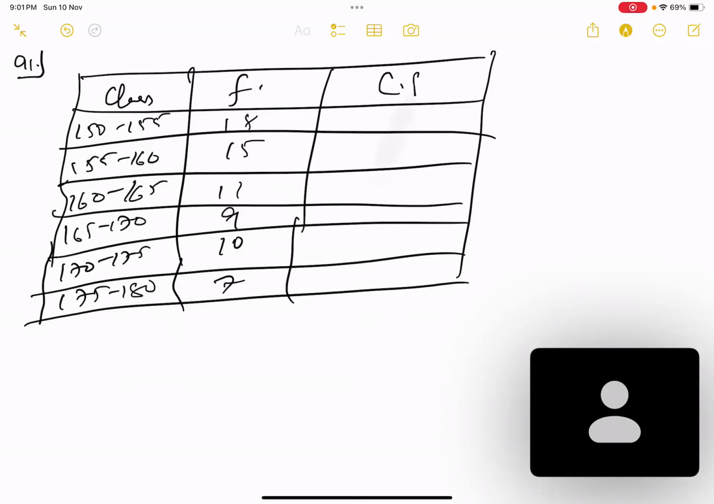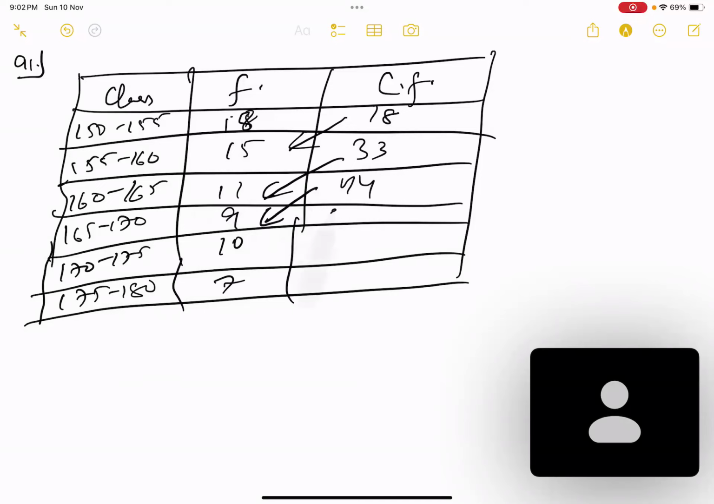So let's try to find the cumulative frequency. The cumulative frequency for the first is 18. Next will be 18 plus 15, which is how much? 33. Next is 33 plus 11, which is 44. Then 44 plus 9 is 53, 53 plus 10 is 63, and 63 plus 7 is 70. So this is the cumulative frequency.